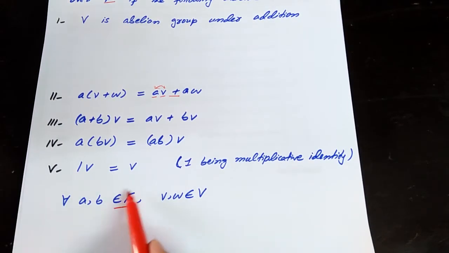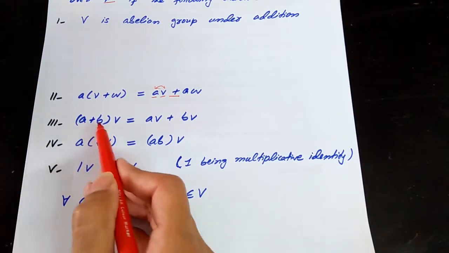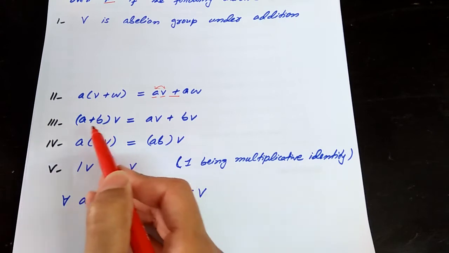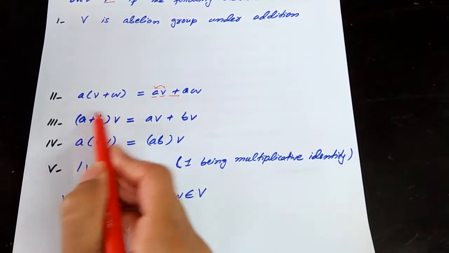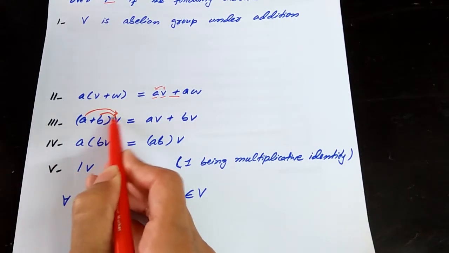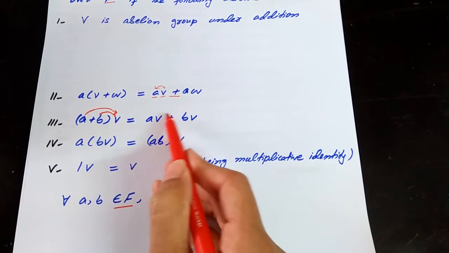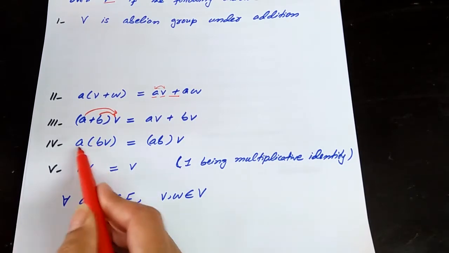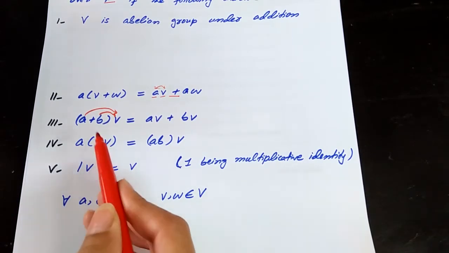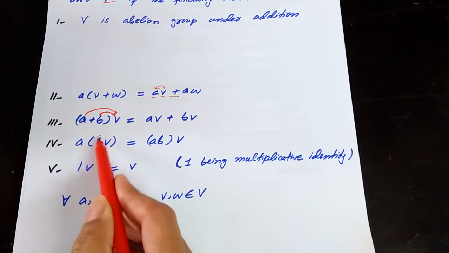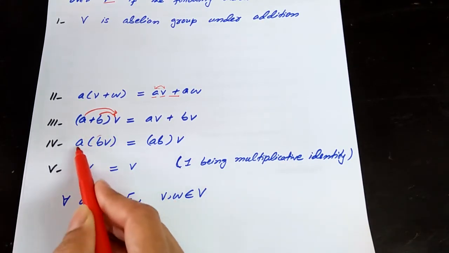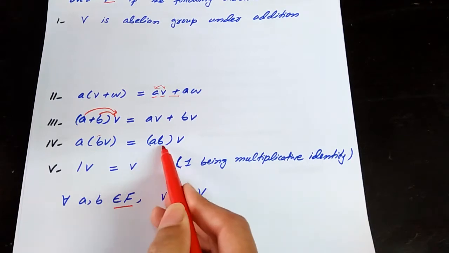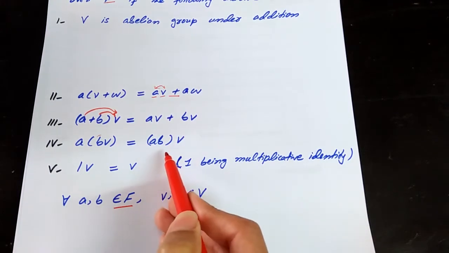The third axiom is that you have two scalars A and B from your given field. Pick any two scalars from your given field, add those scalars and multiply the sum with one vector. That will equal the individual multiplication of these scalars with the vector and then adding them. The fourth axiom is, you have two scalars A and B. First multiply the scalar B with V and multiply the answer with A. That will equal the multiplication of both scalars and then multiplication with the vector.